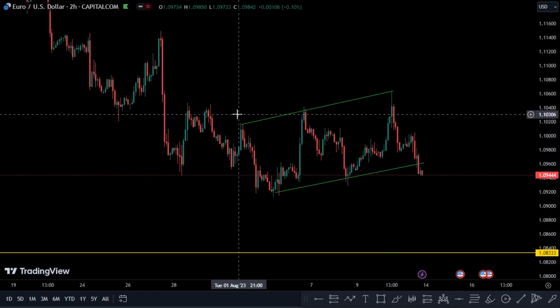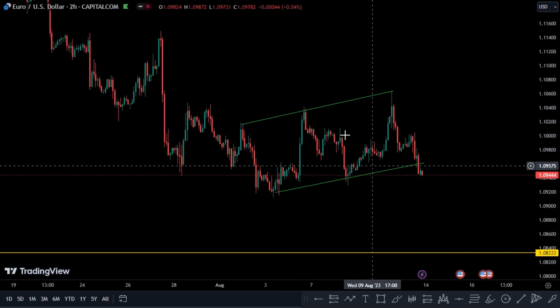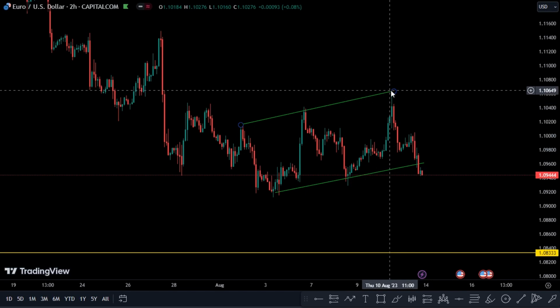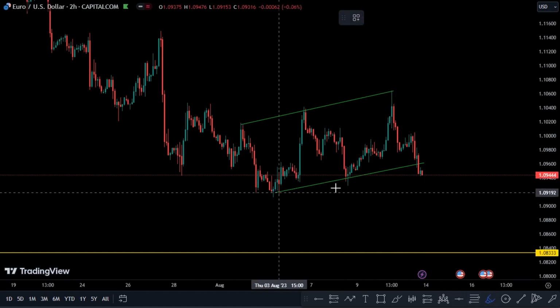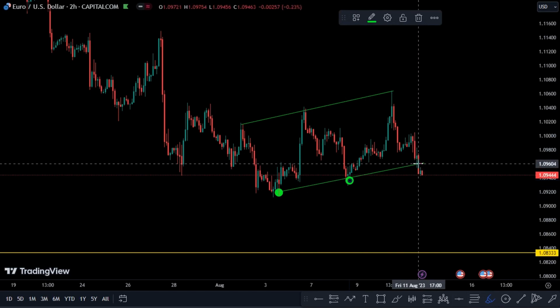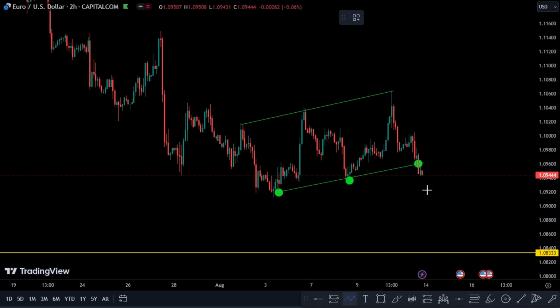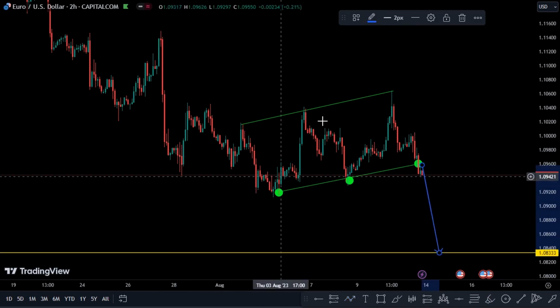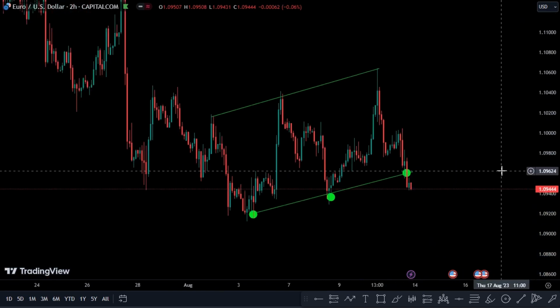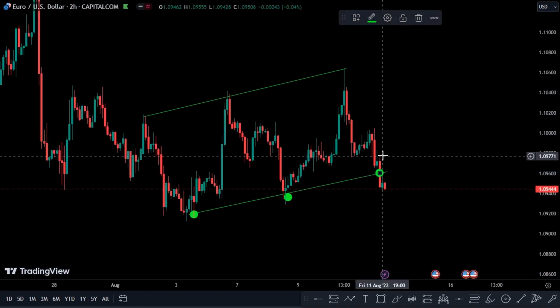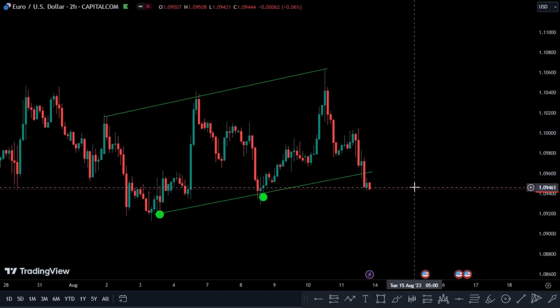Okay, so as you can see, we had a 1, 2, 3 touch on that resistance, and then here at the bottom as well, we're having a 1, 2, and then here on 3 we broke the structure. So here we're going to be finding our entry all the way from there to this point. As you can see, impulse, correction, and then impulse again is what we are anticipating here. Even the price action is also telling us the same story.